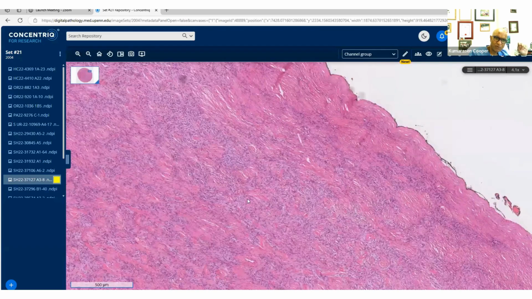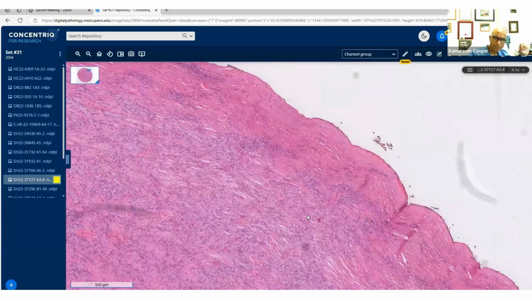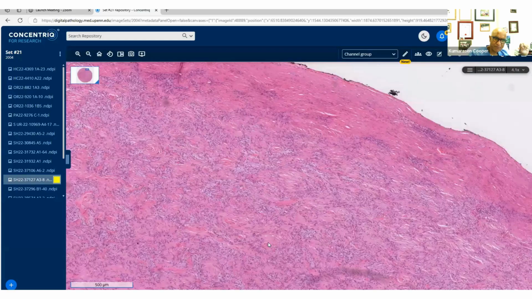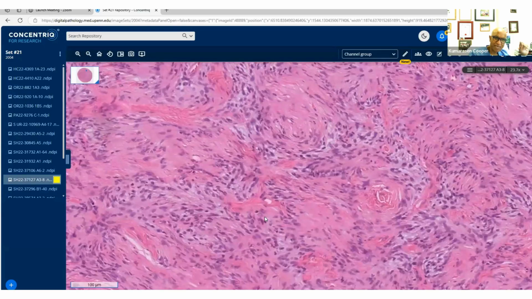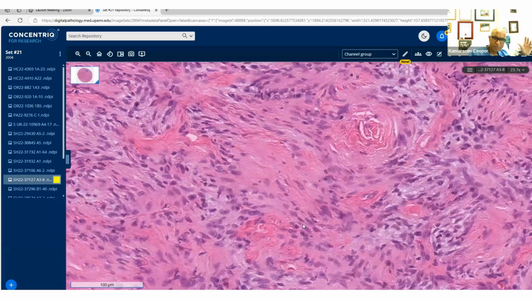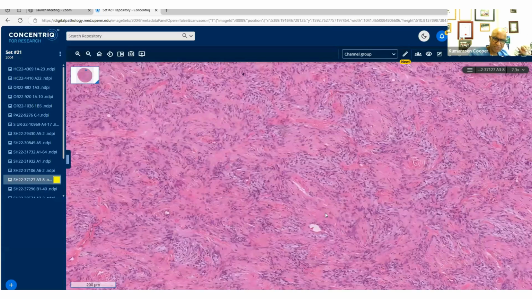And if you have a GLUT1, which is a useful marker, and you can use that, and EMA, which is also a membranous marker. So we sign this out as a perineurioma. It's a little cellular, a little fibrosis, but entirely benign, and we ruled out all the other differential diagnoses.